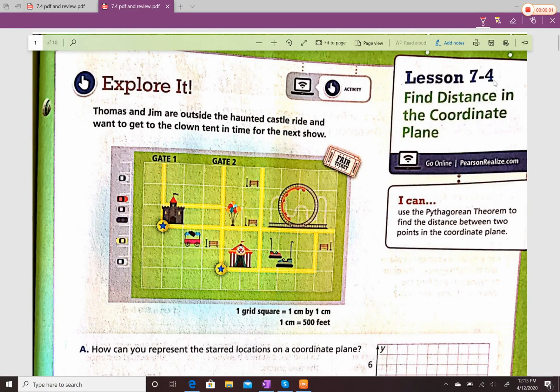Morning everybody. So today is 4:13 and we are going to work on 7.4, find distance in the coordinate plane.